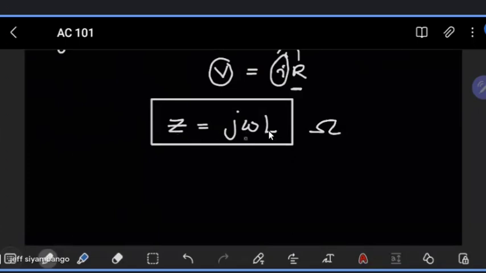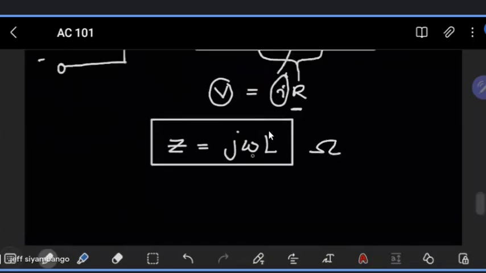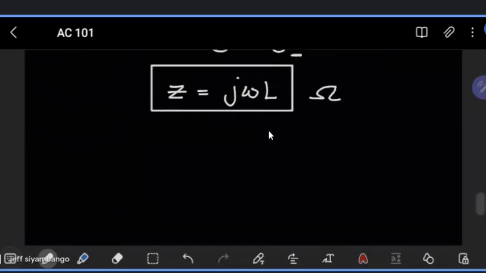So if you're dealing with an inductor, this is what the impedance will be. But what if you're dealing with a capacitor? Well, for a capacitor, what you have is a circuit like this.